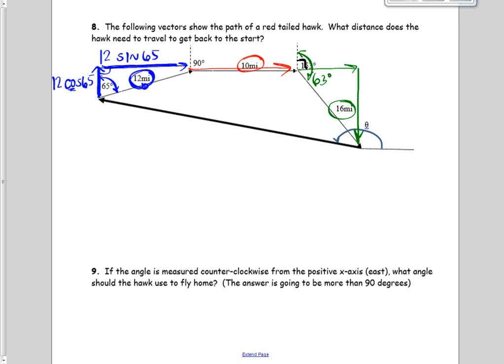My hypotenuse is 16 miles, so this distance right here is 16 miles. If I want the adjacent side, adjacent uses cosine, so that would be 16 cosine 63. And then if I want the opposite side over here, sine uses opposite, so that's going to be 16 sine 63.